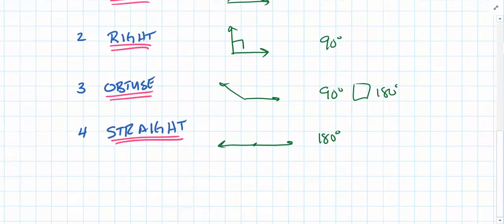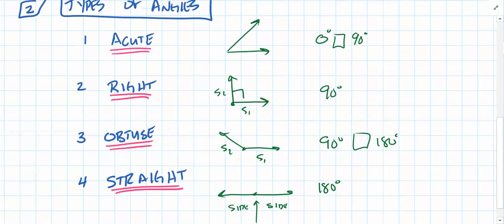Actually, this right here is still the side of your angle, and this is still the side of your angle, and that is still the vertex of your angle, right? So here's vertex, side number 1, side number 2. Here's vertex, side 1, side 2, right? And here's vertex, side 1, side 2. So they all have the vertex and the sides. They just look different.